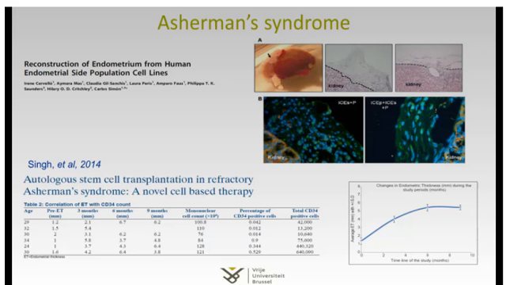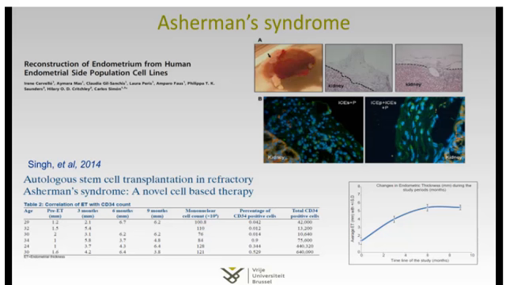Something about humans, also, because something has been done in humans. This is a study from 2014. They did an autologous stem cell transplantation in Asherman syndrome. They took only six patients with refractory Asherman syndrome. They took their blood stem cells, so to speak, and transplanted the autologous stem cells into the endometrium to monitor whether the thickness of the endometrium was improving or not.